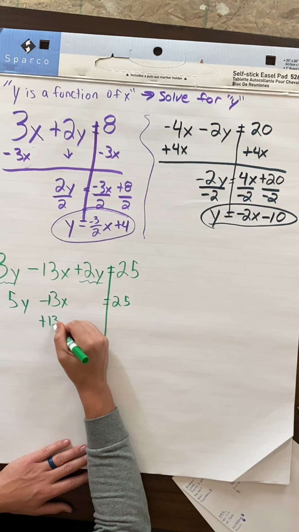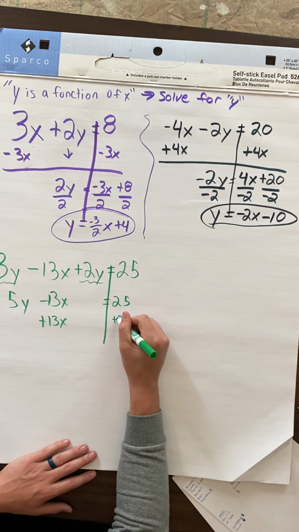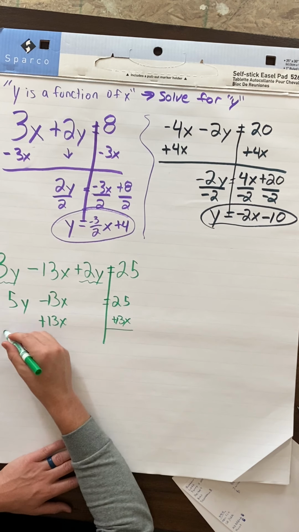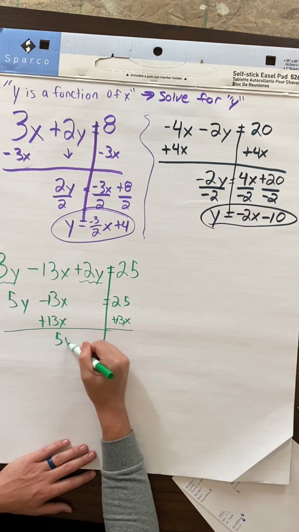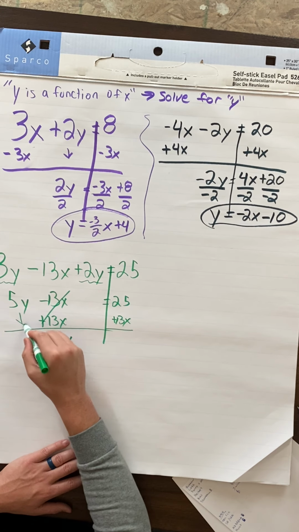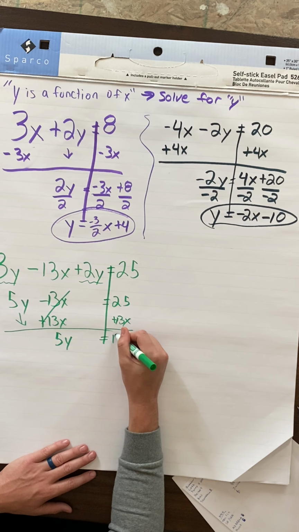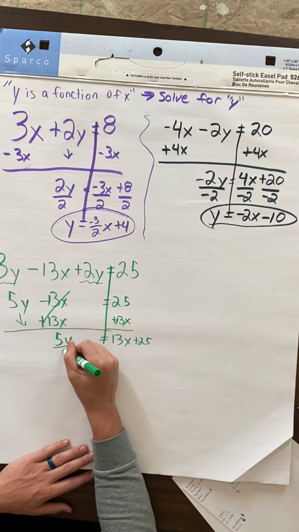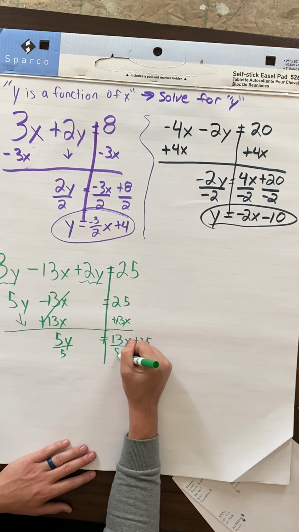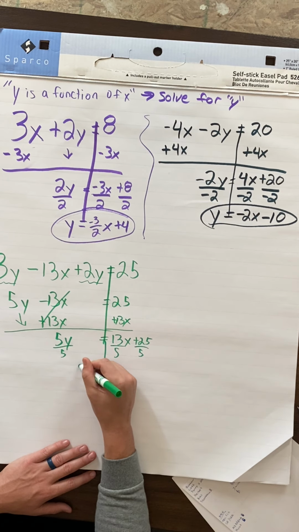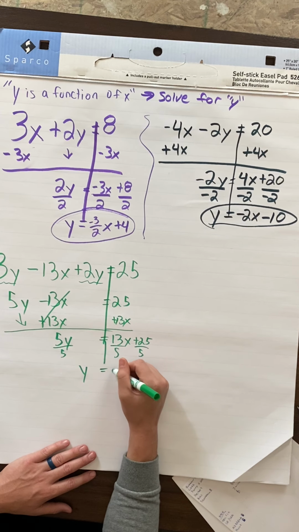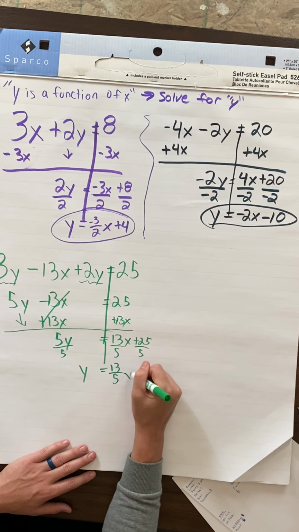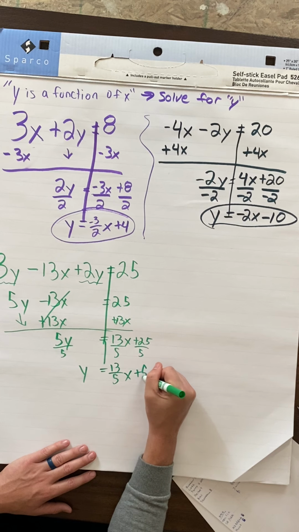Now we add 13x to both sides. We're left with 5y, because this cancels, equals 13x plus 25. Divide each term by 5. Y equals, we can't simplify that, so it's 13 over 5 x. That simplifies to 5.